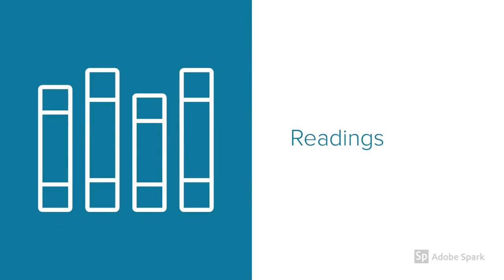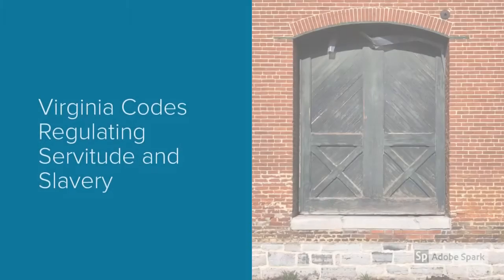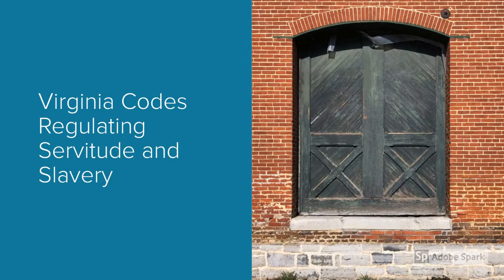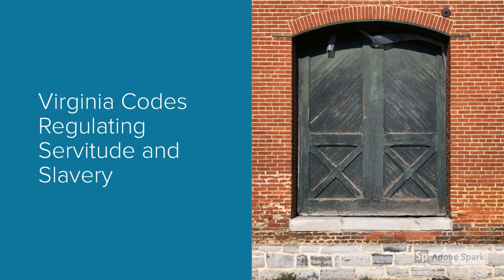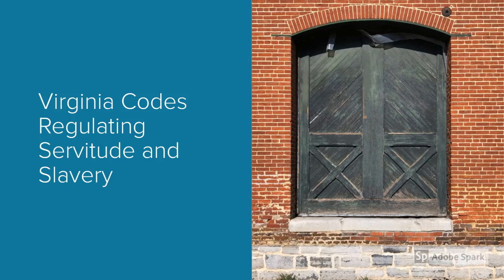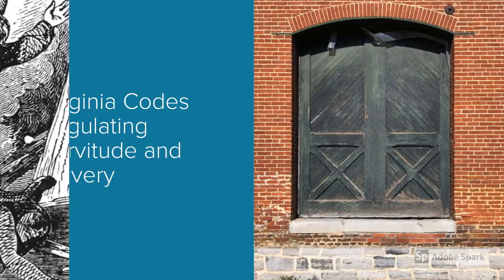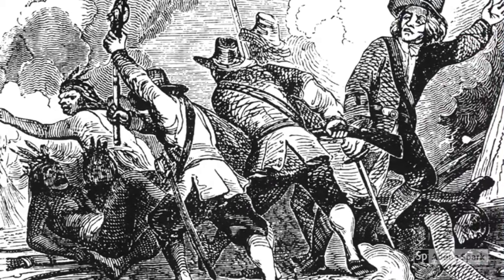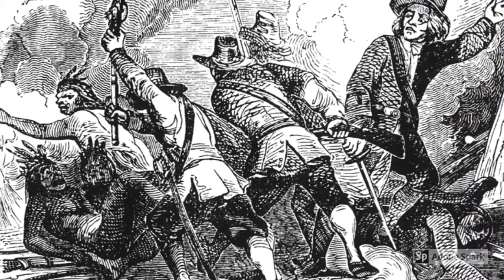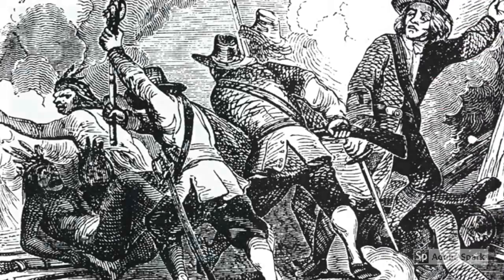The required readings for this module will allow you to see how enslaved people and indentured servants were governed and regulated in British colonial society. For one of the readings, the Virginia Codes regulating servitude and slavery, instead of the annotations, you will answer a series of questions I've designed to help you navigate this particular source. You'll also read a JSTOR Daily article which provides more background on the issue of native slavery.